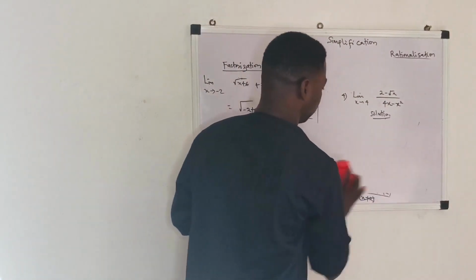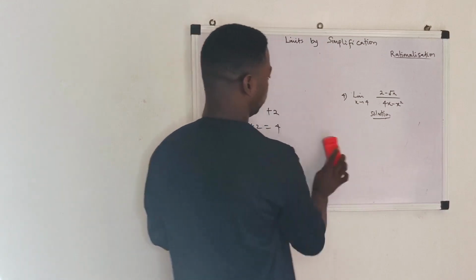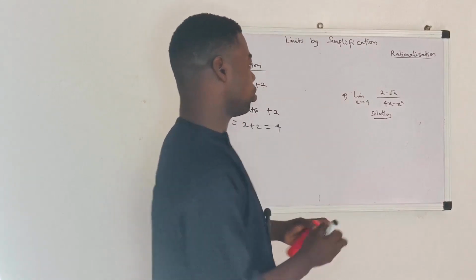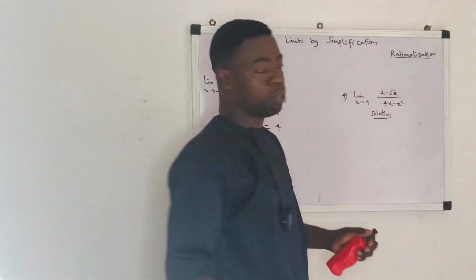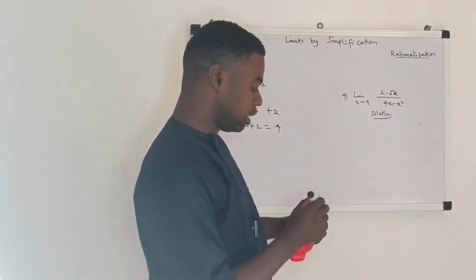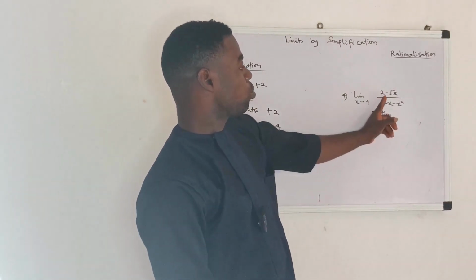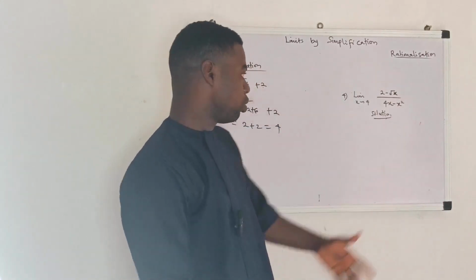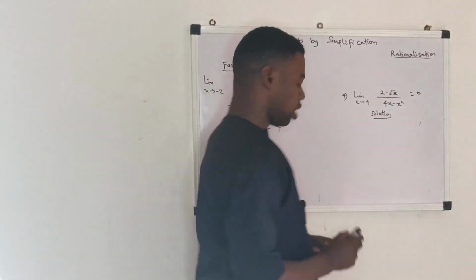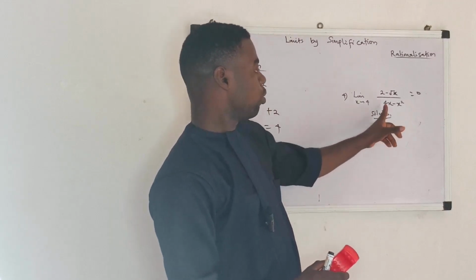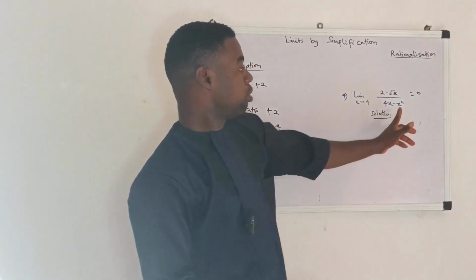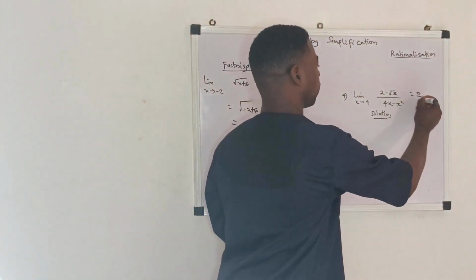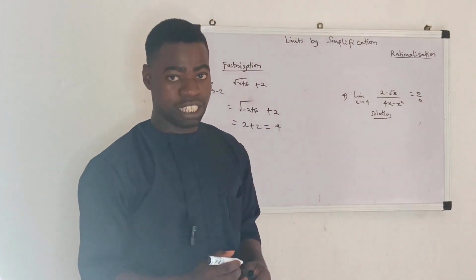I'm sure you've taken down that part. If you've not, you can go back and pause the video. For question number 4, the limit of 2 minus square root of x, all divided by 4x minus x squared. So let's see, for x approaching 4, this is 2 minus square root of 4, which is 2 minus 2, which is 0. My numerator is already 0. Then let's substitute 4 again. 4 times 4 is 16. x squared, which is 4 squared, is still 16. So 16 minus 16 is 0.